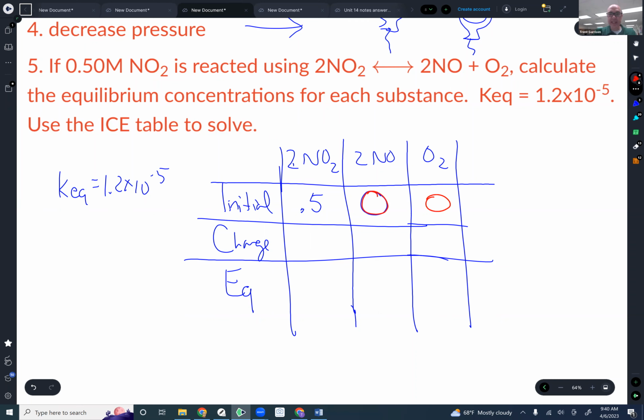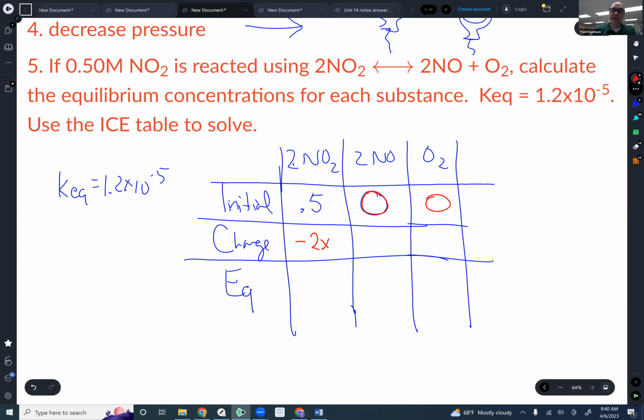We don't have any of the products. That's just by definition of this reaction. If you start with some material as a reactant, you have no products unless they tell you as such. Now the change comes about. The reactants are going to lose material to make the products. How much material are they going to lose?